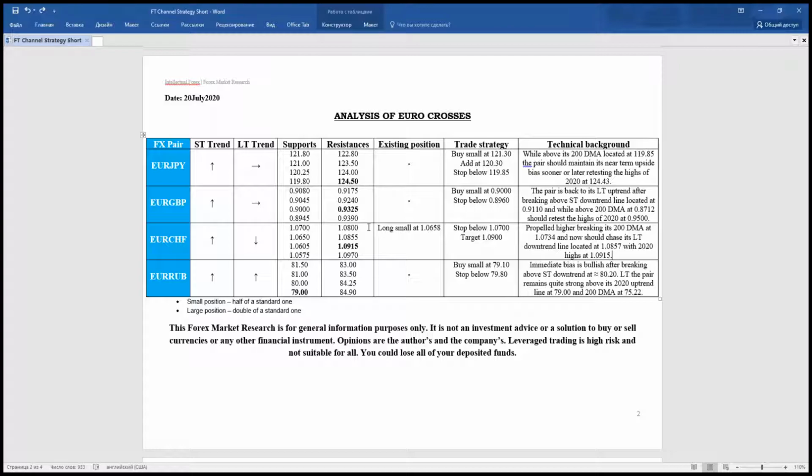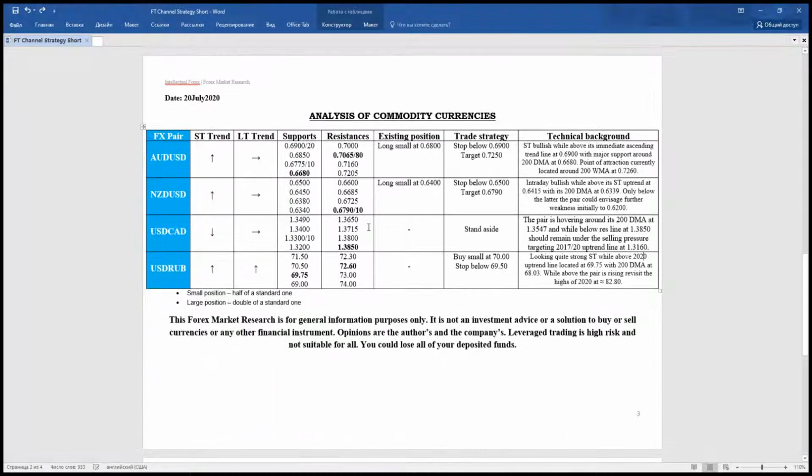If we speak about the fundamental background of the euro currency, you know that now it's the time when the European Union leaders are deciding the future of the reconstruction fund in the European Union. Of course, there are a lot of disputes, a lot of differences among the points of view of different leaders of different countries forming the European Union bloc, but all in all, the market still anticipates that European leaders will finally come to a conclusion and sign the agreement.